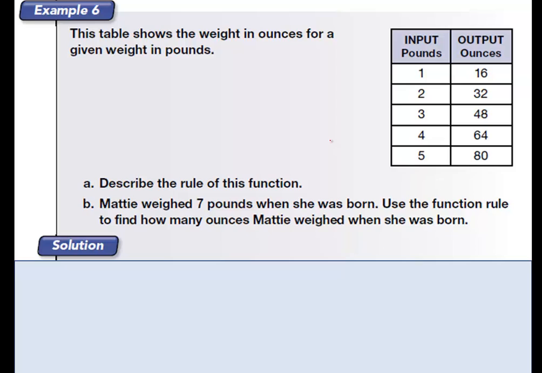So this table shows the weight in ounces for a given weight in pounds. So 1 pound equals 16 ounces. 2 pounds equals 32 ounces. This is an input-output table. So describe the rule in this function.